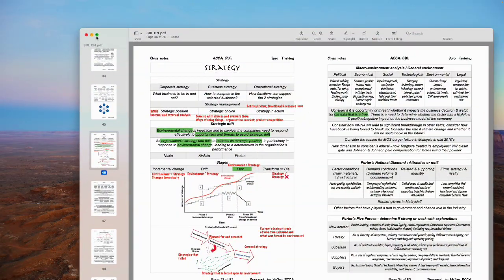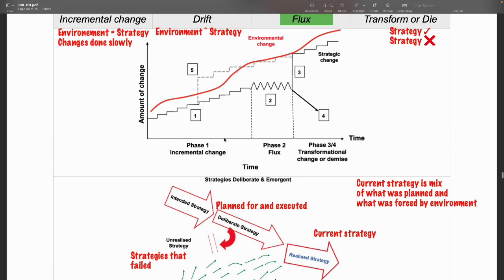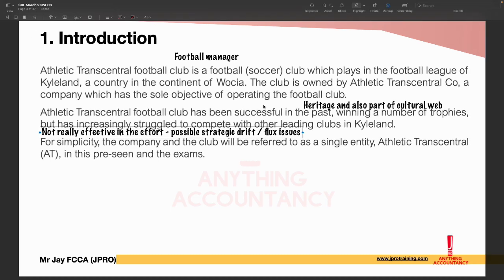We just look at this theory over here, and you can see things like the strategic drift, which is this diagram here, and seeing whether the company's strategy is correct or wrong might be something you have to consider. So that's an idea whether their strategy meets the environment or they are no longer within the environment. So over here, we can put that there. For simplicity, the company and the club will be referred to as a single entity, AT. So whether in this pre-seen and the exam, whether they are referring to the club or the company, it is the same, they consider it the same entity.